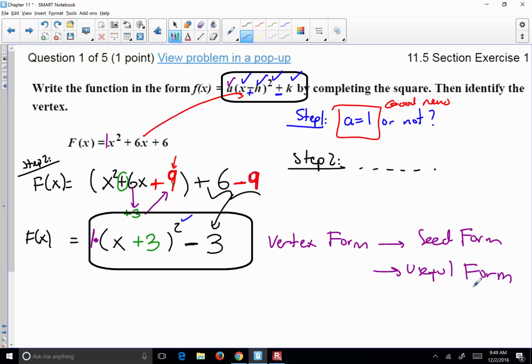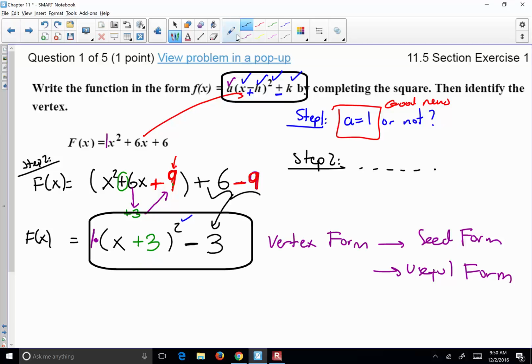Okay? But this is what we've been looking for. It's time to reap the benefits. What's the benefit of this form? You can find max or min. You can graph this in 5 seconds because this means left shift, down 3, right? Left and down. And what else? You can determine the axis of symmetry.